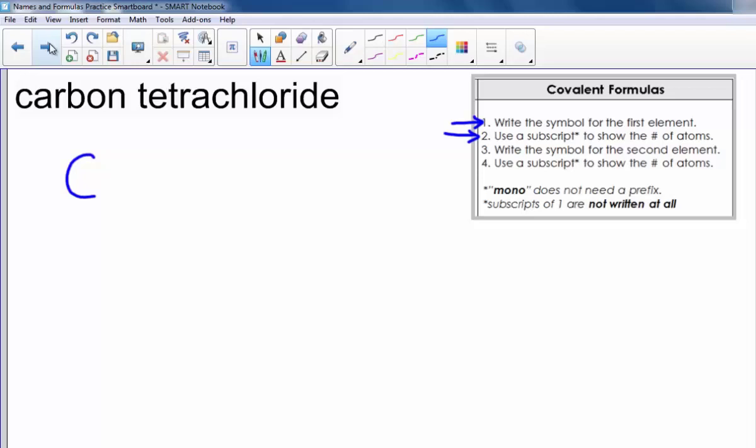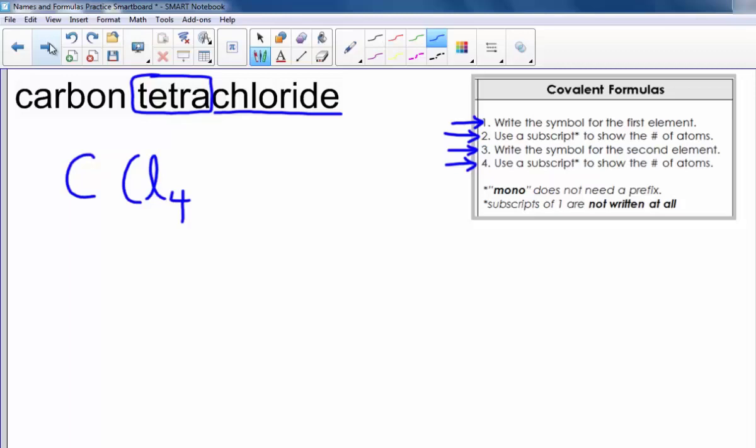But we never write a subscript of 1, and so we're going to move on right now to step number 3. For that, we need to write the symbol for the second element. And the second element is going to be chlorine. For step 4, we need to use a subscript to show the number of atoms. Well, tetra right here is the prefix. And if you go back and look at that table of prefixes, tetra means that there are 4 atoms of chlorine. And so this one's all done right now.